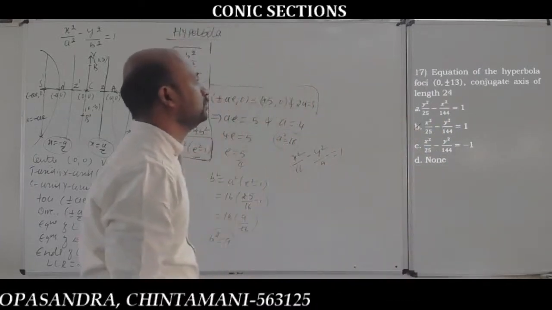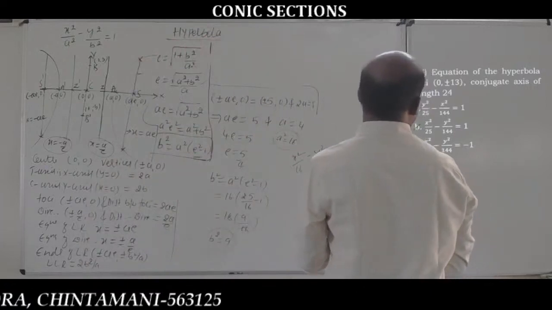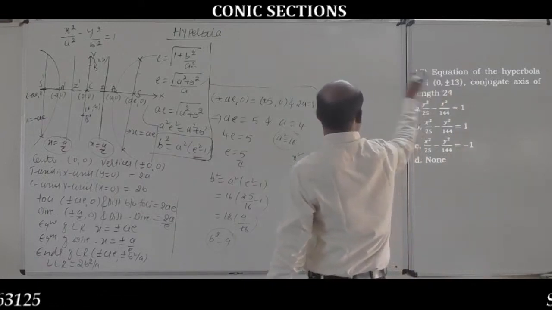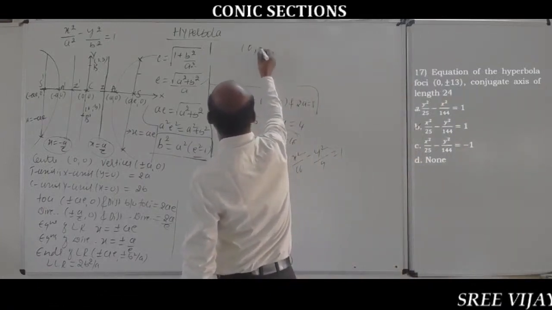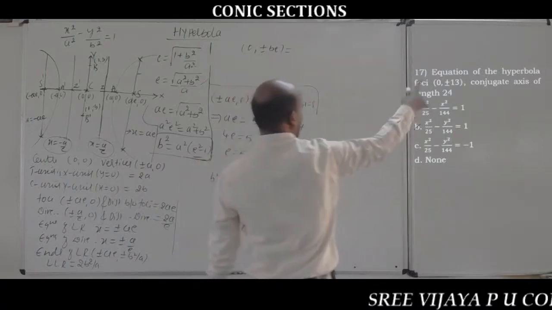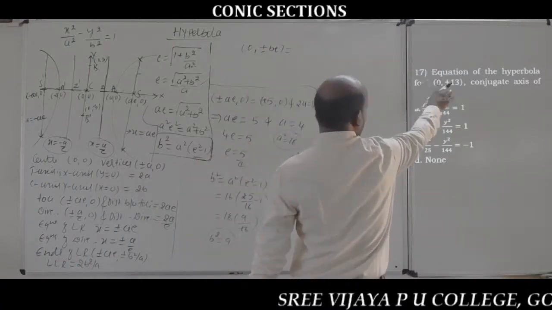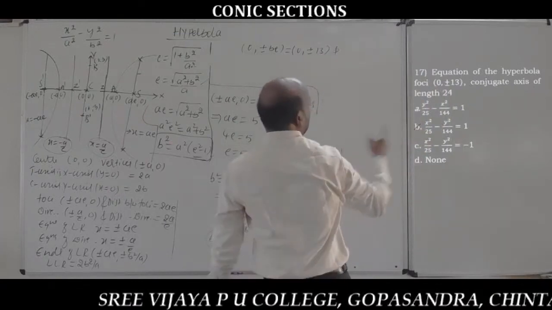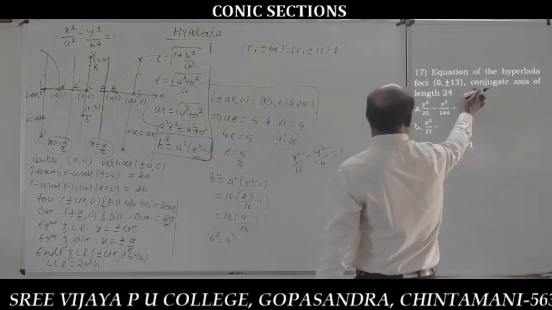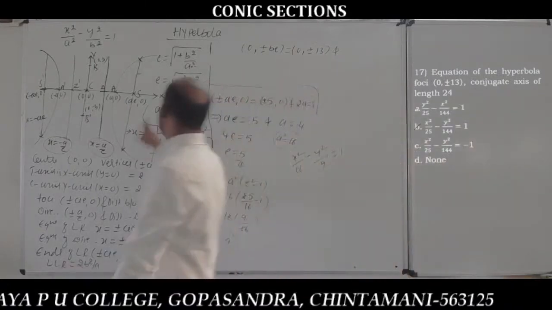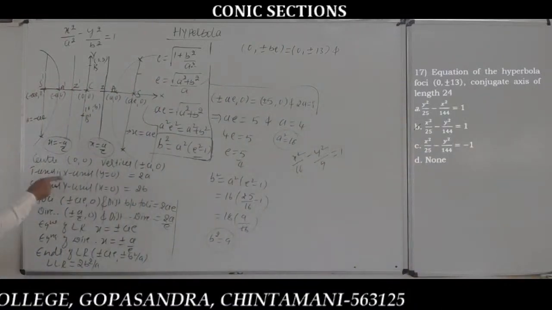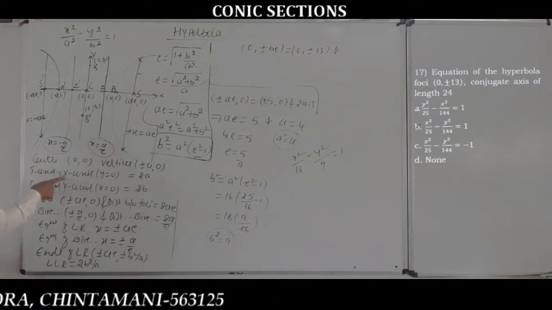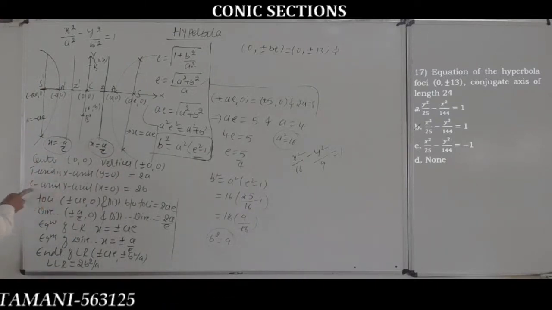Equation of the hyperbola, coordinates of foci (0, ±13), conjugate axis of length 24. Again, in what is given here the x coordinate is 0, coordinates of foci (0, ±b), so it is a conjugate hyperbola. Since the x coordinate is 0, we take (0, ±b) equal to (0, ±13). Conjugate axis has been mentioned. For the hyperbola, the x axis is the transverse axis and the y axis is the conjugate axis. If we take the conjugate hyperbola, the x axis becomes the conjugate axis and the y axis becomes the transverse axis.